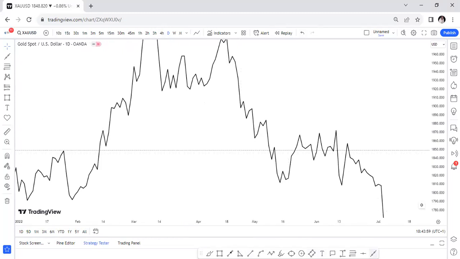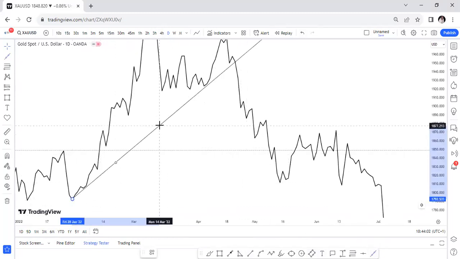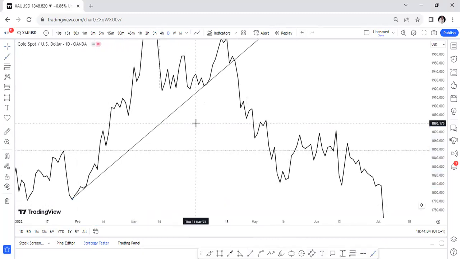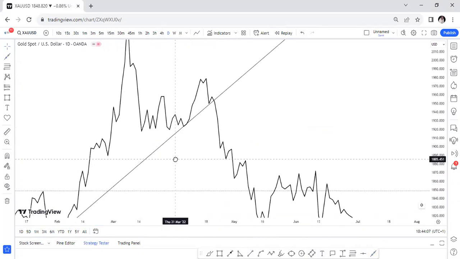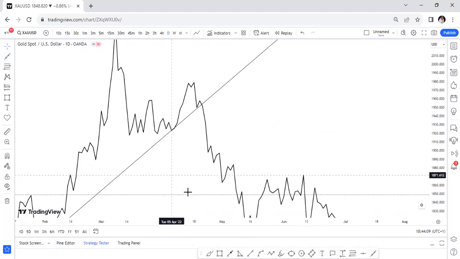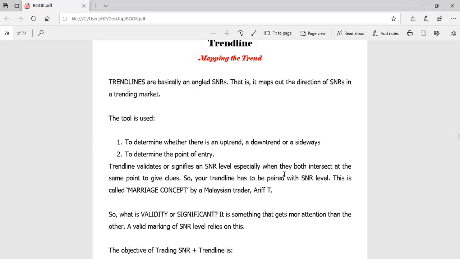Then I want to mention the rules that guide trend line trading, so that you stay with the rules in order to give maximum accuracy. It says a trend line validates or signifies an external level, especially when they both intersect at the same point to give flips. That means the trend line has to be paired with an external level. This is called the marriage concept by a Malaysian trader.